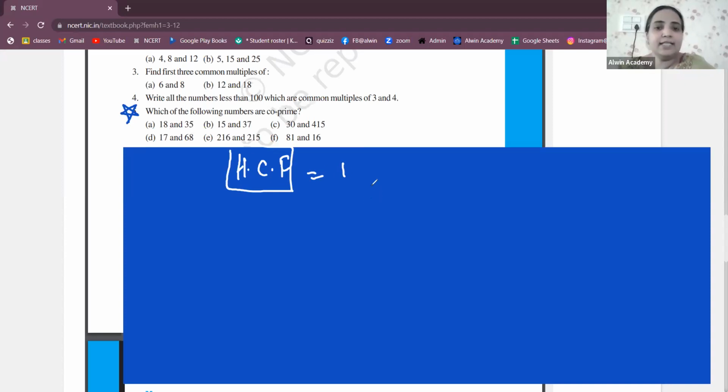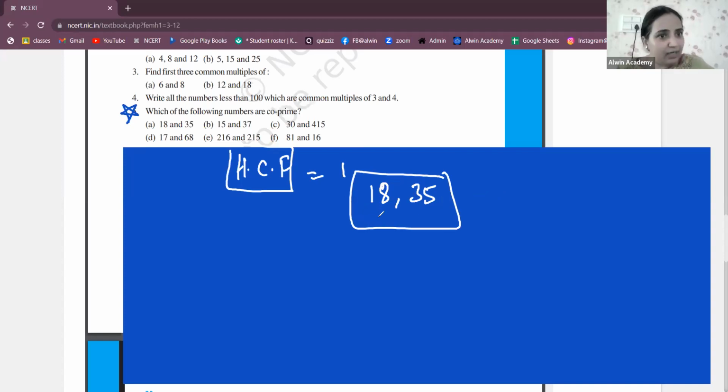So when I say this number 18 and 35, I need to identify if they are co-prime or not. I'll start finding their factors. And if there is no factor in common, except 1, because 1 is a common factor to all the numbers that we have, then these numbers are co-prime. Right, beta ji, or not?